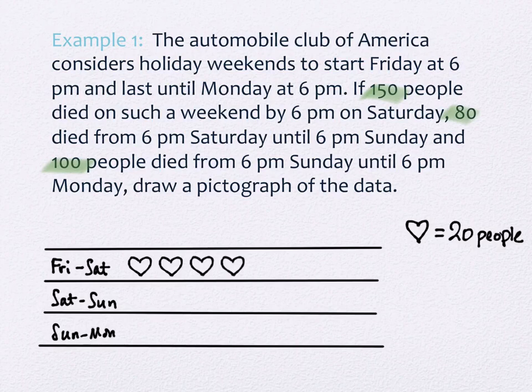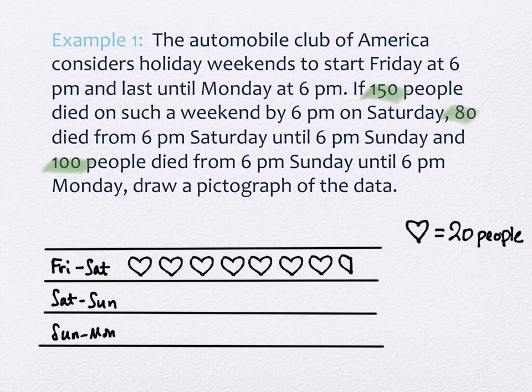That's 4, 6, 7, and then I'm actually going to paste the 8th one, and I'm going to erase the part that would make it the other half. And I'm going to split it in half like that. So it's very clearly half of a heart. So there's 7.5 hearts. How many people died between Saturday to Sunday?